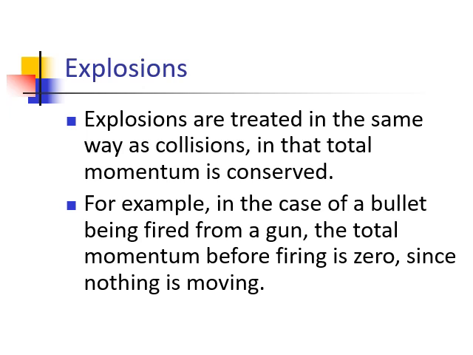So explosions are treated in the same way as collisions. The total momentum is conserved unless there's an external force. So in the case of firing a bullet from the gun, the total momentum before is zero, and then we've got the bullet moving forwards with a particular velocity and the gun moving backwards with a particular velocity.